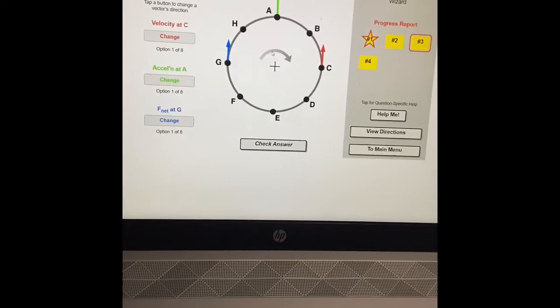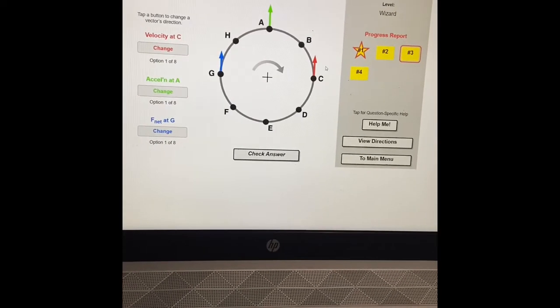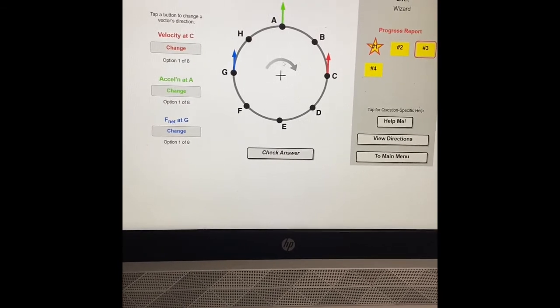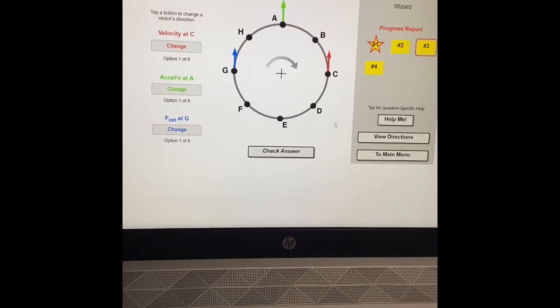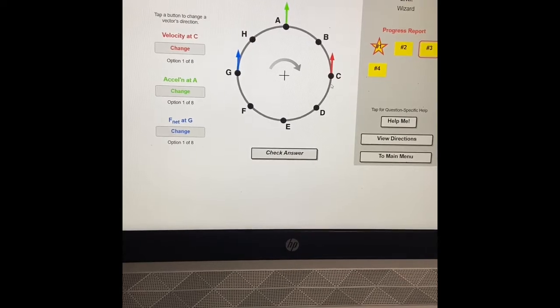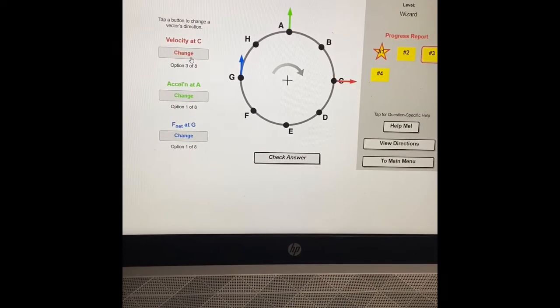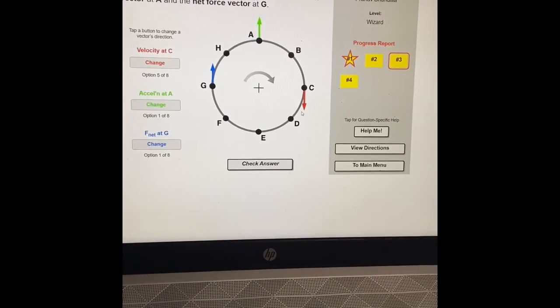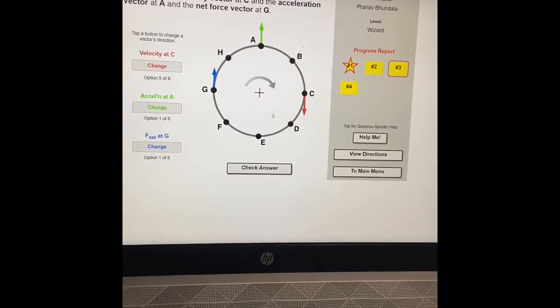So velocity. As you can see, it's moving this way. As we explained in the previous question, let's find something that's tangent to the circle and moving clockwise. So it should be moving directly downwards as the velocity at this specific point. Let's move it around. This one. This is tangent to the circle, and it's moving in the direction that the circle is moving.